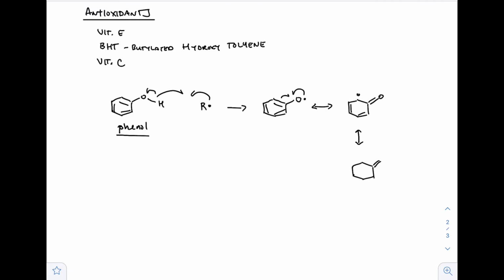And this is a much more stable radical because it actually has 5 resonance structures, which I'm drawing right now. And since there are 5 of them, that's synonymous with stability, right? And so that means this radical is super stable and not very reactive. So it's not going to wreak havoc in our body like that R dot would. Okay, so whatever that may be, and so that's why antioxidants are so important.